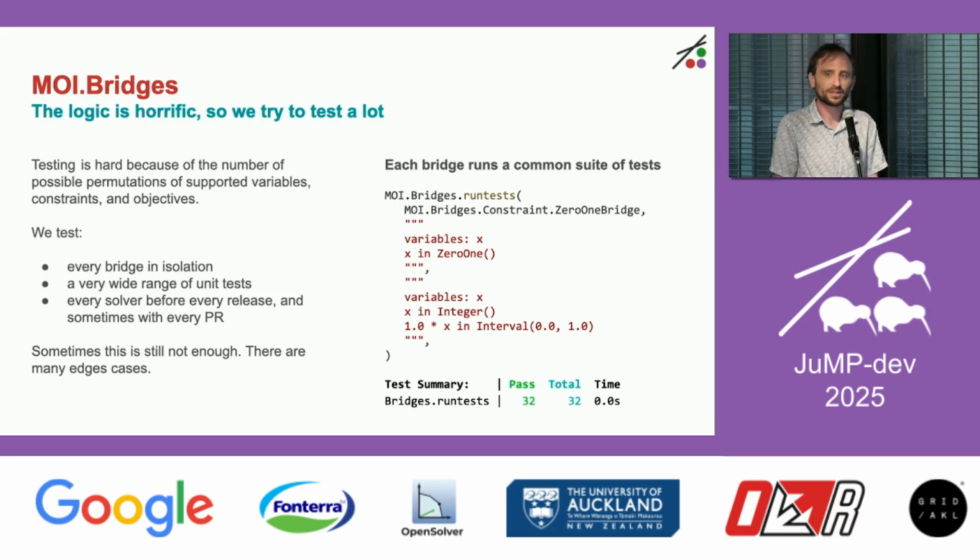So the 0,1 bridge takes a variable x in 0,1, and instead of adding a binary variable to HiGHS, say, it adds a new decision variable x in integer, and then it adds a scalar affine function. 1 times x lies inside the set interval.